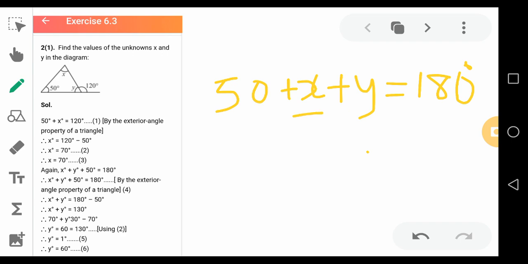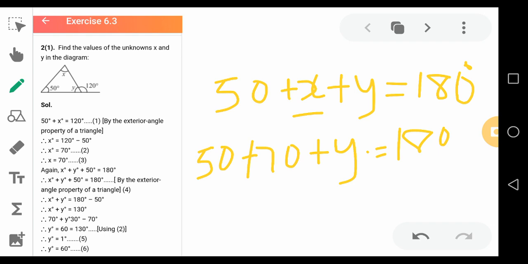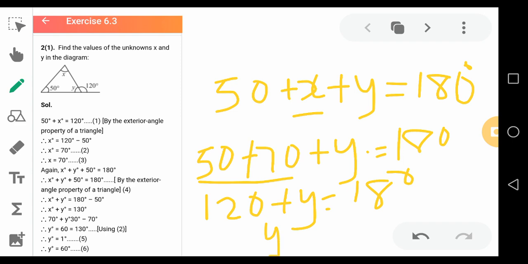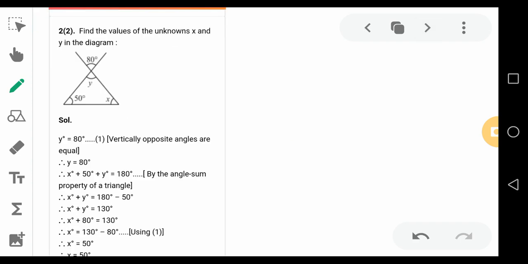In this, you know what is x. So in the place of x, what can you write? You can write 70 plus y is equal to 180. Right? Okay. So 50 plus 70 is 120. 120 plus y is equal to 180. So what is y? y is equal to 180 minus 120, and that is equal to 60. Understood how to get that? So that's how you have to write the next one, that is y. So you got x and y. Understood? Okay. Moving on to the next one.